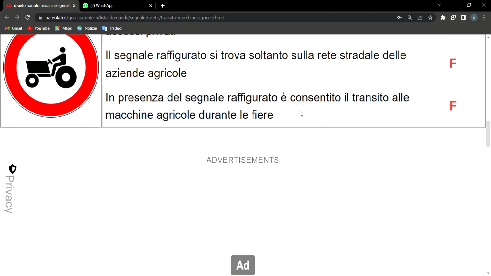Lastly, it says, "In presenza del segnale raffigurato è consentito il transito alle macchine agricole durante le ferie." It's saying that this very sign permits the transit of agricultural machines during holidays. This very sign does not permit the transit of any agricultural machines, whether during any time or any day. So the validity of this sign is always; it does not permit the transit of agricultural machines.